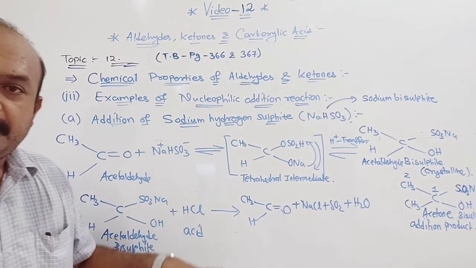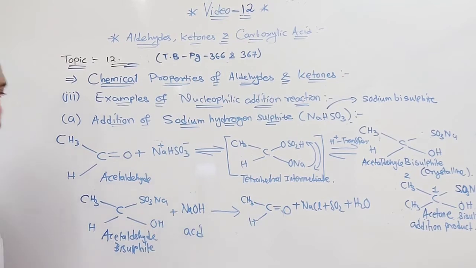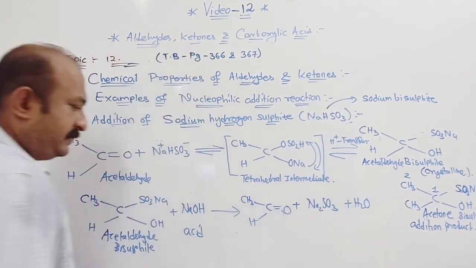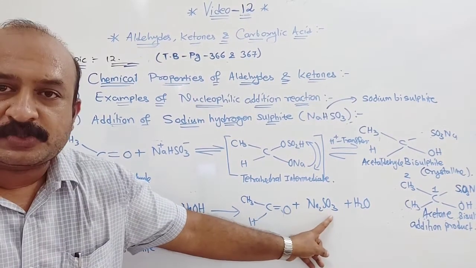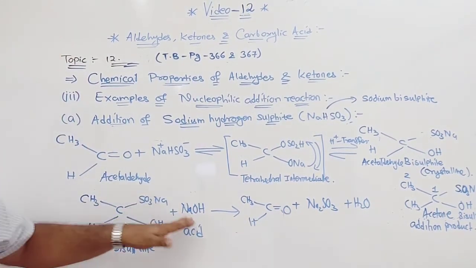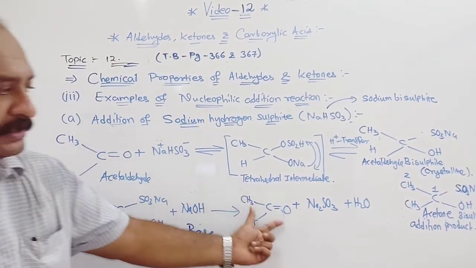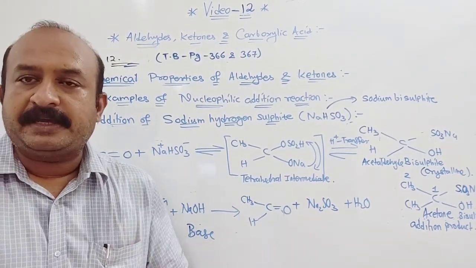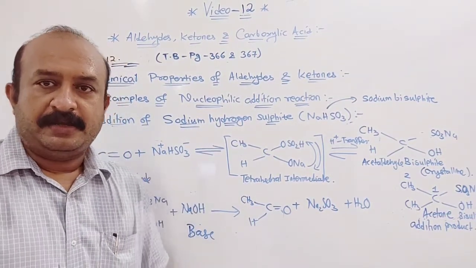Now the same thing can be done with a base also. If I use NaOH, the same products will be there, but in this case this will change to Na2SO3, like this. Understood? Because here it will be 2Na, that's why it will be Na2SO3 here. So if you use either an acid or a base, you will get the product back. This is what is given in the last part of the paragraph in your textbook, that we get the original compound back. Okay, now the next one.